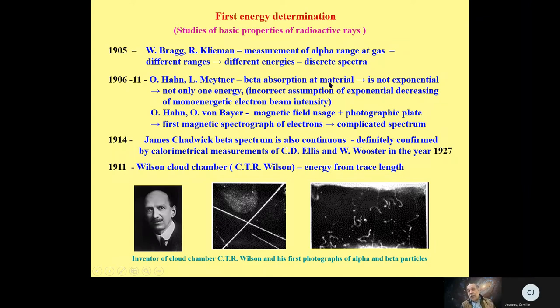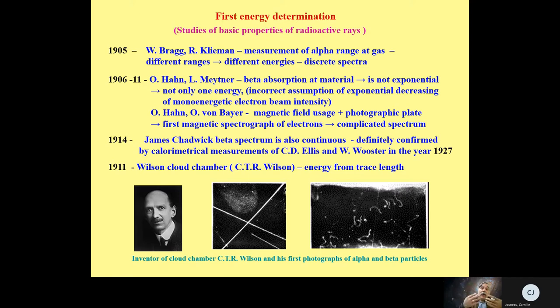It was measured by beta absorption. It is also necessary to say that there is a very big difference between the interaction of light particles such as electrons and heavy particles. They obtained that it is not an exponential change, and there is not only one energy. So it was necessary to measure this energy another way, and they used a magnetic field with a photographic plate. From the radius of the movement of the charged particle in the magnetic field, it was possible to obtain the momentum, and that means also the energy.